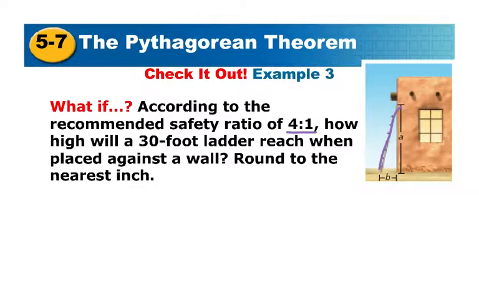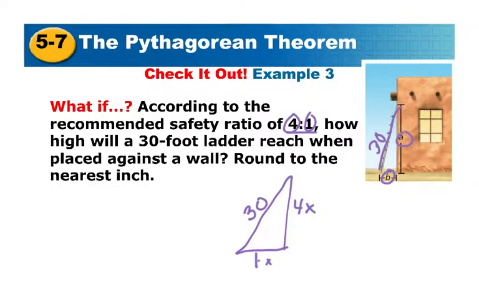And so you have a 30-foot ladder, so we haven't mentioned that, but here it is, a 30-foot ladder. And how high will a 30-foot ladder reach when it's placed against a wall? This safety ratio is saying 4 of this height and 1 of this base is what we want to have. So we're saying that in our triangle, if this is 30 for the hypotenuse, 4 of some value and 1 of some value are going to be part of the ratio that will make this safe.